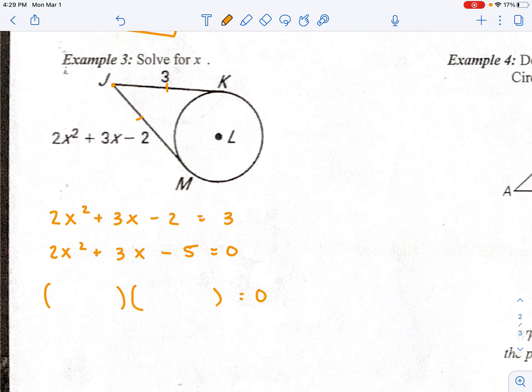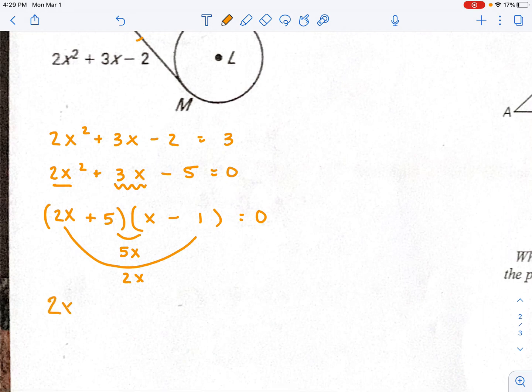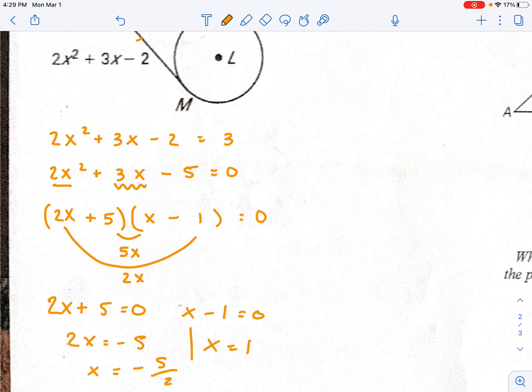Now we're ready to set up our factoring. What times what gives me 2x squared? 2x and x. What times what gives me 5? It's 5 and 1. So I've got 5x and I've got 2x. Is there any way I can make that into 3x? Well, yeah, if I have a positive 5 and a negative 1. So 2x plus 5 equals 0. x minus 1 equals 0. Subtract the 5, divide by 2. Add the 1 over. So x equals 1.